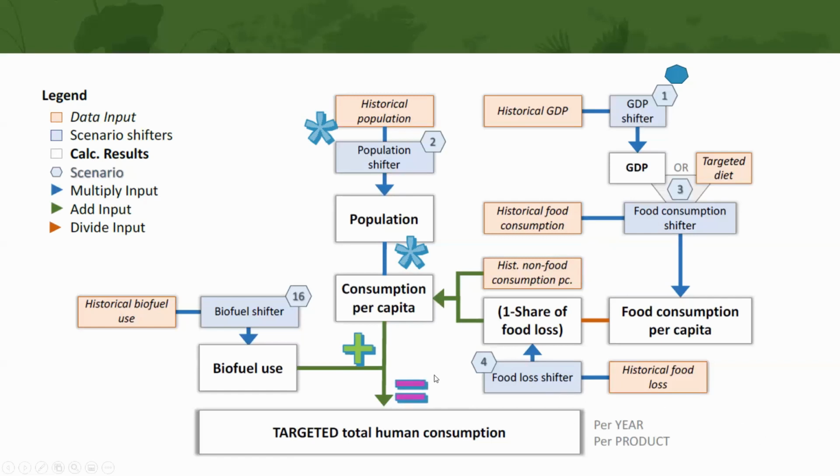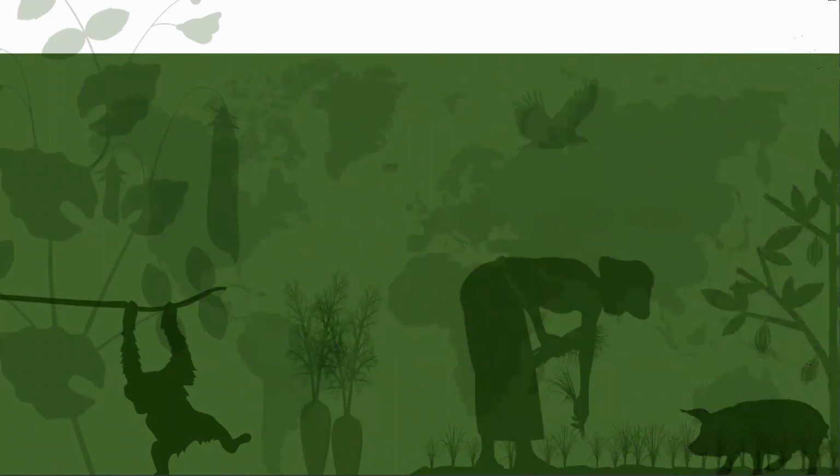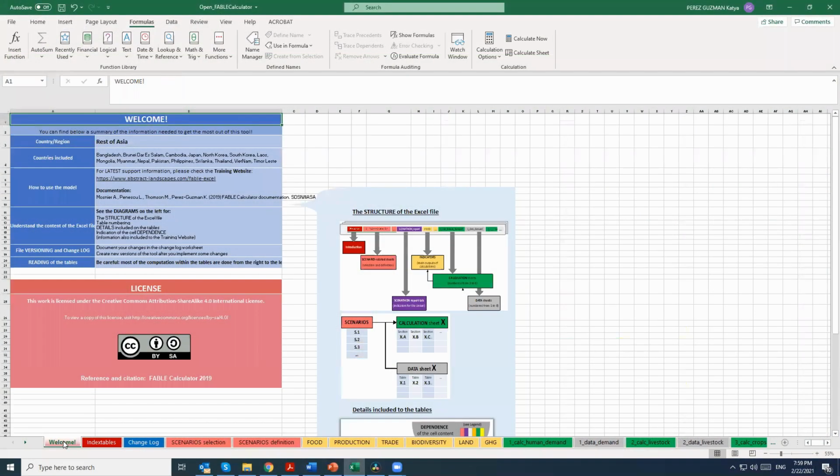The numbers within the blue hexagons refer to the scenario tables called from the worksheet Scenario Selection, as they have been labeled in the Open FABLE Calculator 2020. For example, the hexagon number 1 means that the scenario selection in table S.1 will affect the values of this GDP shifter. Please note that the numbers may differ in other versions of the FABLE calculator. Now, let us see how this looks in the FABLE calculator. Are you ready for action?